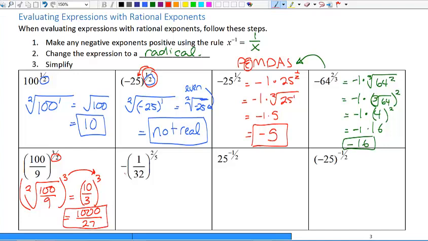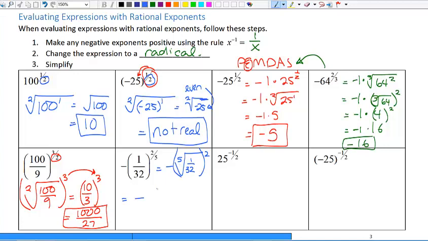On my next problem, we have a negative, but the negative is in front, so my answer is just going to be negative. I have 1/32 to the 2/5. 2/5 is not a negative exponent, so I don't have to worry about that. So the little 5 in the denominator becomes my index, 1 over 32, and I would rather figure out what that is and then square it instead of squaring 32, which is going to be too big for my head without a calculator.